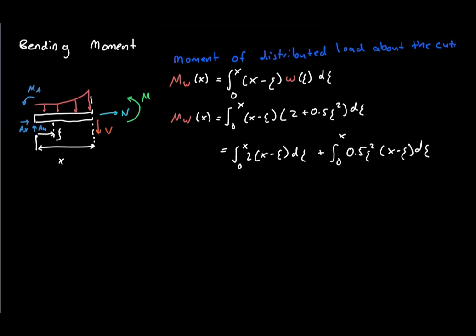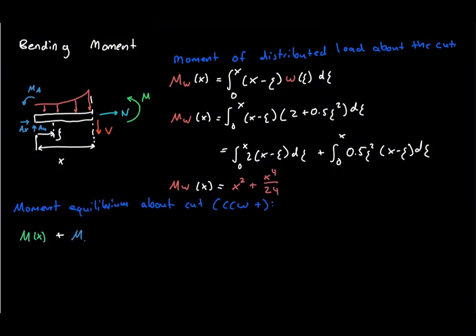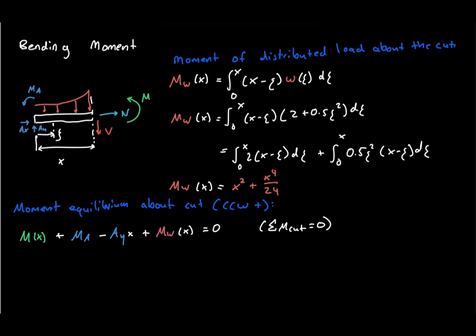The constant part contributes x squared. The quadratic part contributes x to the fourth divided by 24. Combining the support moment, the vertical reaction, and the distributed load moment gives the bending moment function.